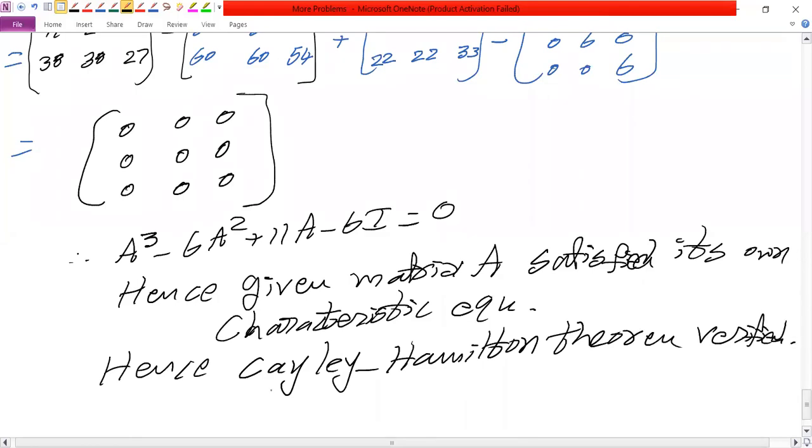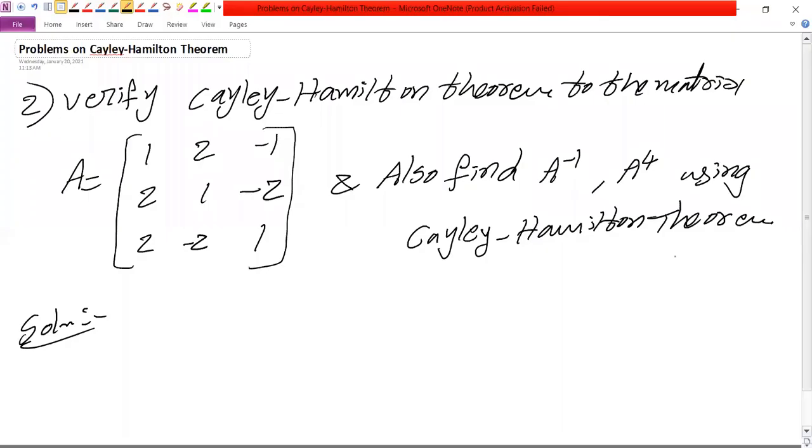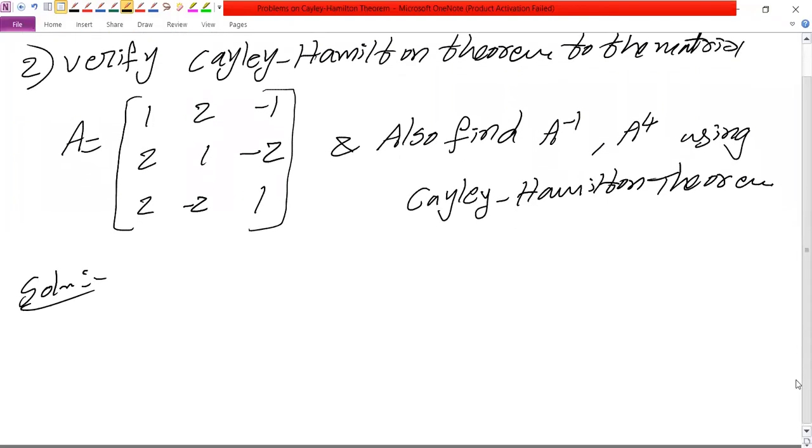What did they ask in the problem? Verify Cayley-Hamilton theorem. That's enough. Finished. So in tomorrow's class, we will discuss a problem on this model. They are providing capital A matrix. They're asking to verify Cayley-Hamilton theorem. And after verification, we need to find A inverse and also A power 4 using Cayley-Hamilton theorem. For that, first we need to find its characteristic equation.